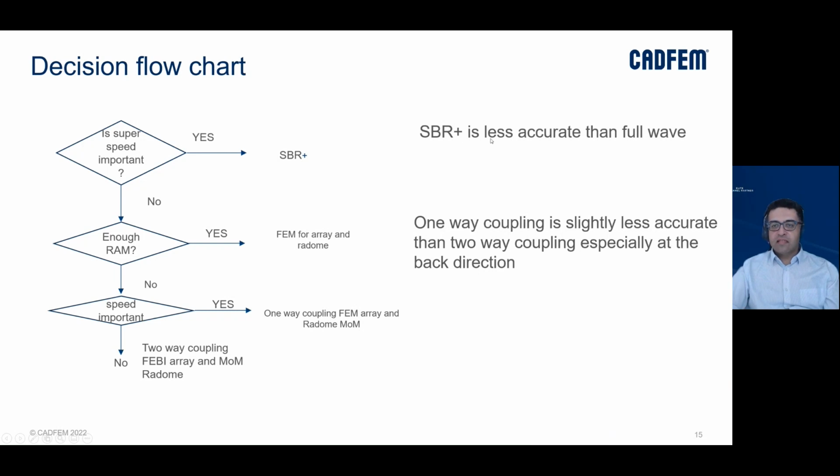Remember, SPR+ is slightly less accurate than full wave. As we've seen, we're not miles away. We're speaking of decimal places difference in dB. And comparing full wave to full wave, one-way coupling is slightly less accurate than two-way coupling. So two-way coupling is king in terms of accuracy, especially in the back direction, because that's the blockage from the antenna.